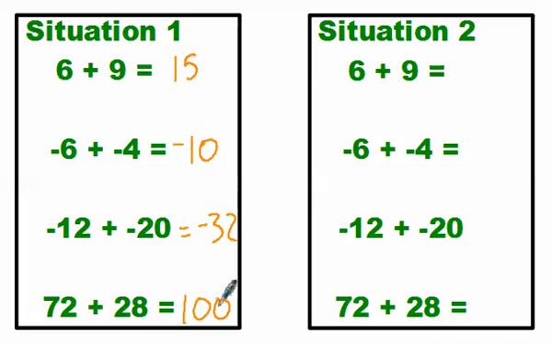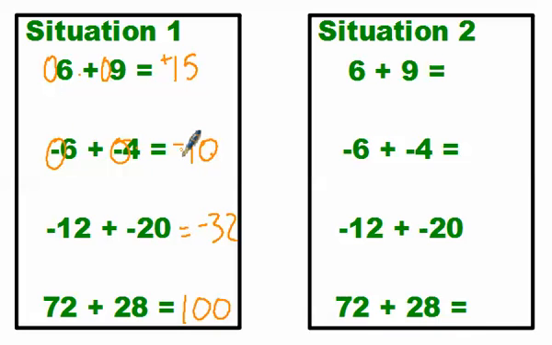What did I do with 6 and 9 to get 15? Well, I added 6 and 9, which was 15, and then I looked at the signs. Both of these were positive, therefore this had to have been a positive answer. In the second problem, what did I do with 6 and 4 to get 10? Well, I added 6 plus 4, and I got 10. Then I went back and looked at the signs. Both of these signs were negative, therefore my answer must be negative.